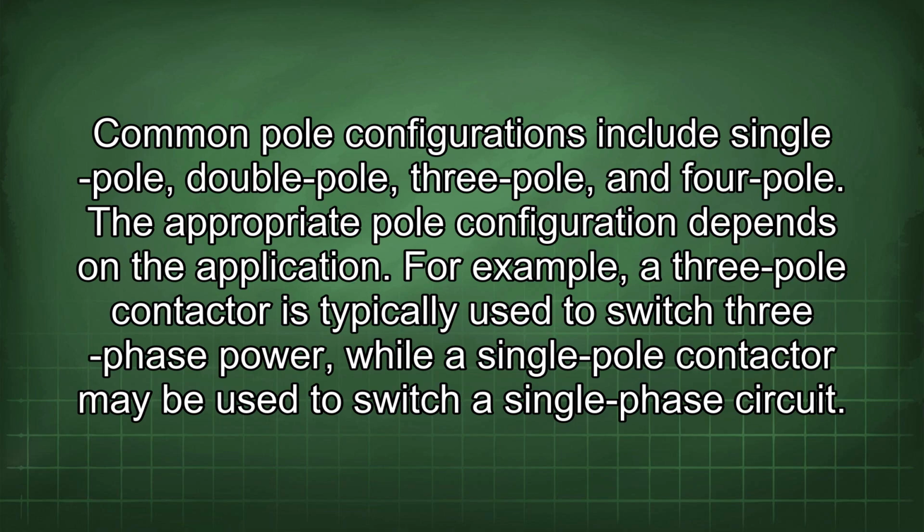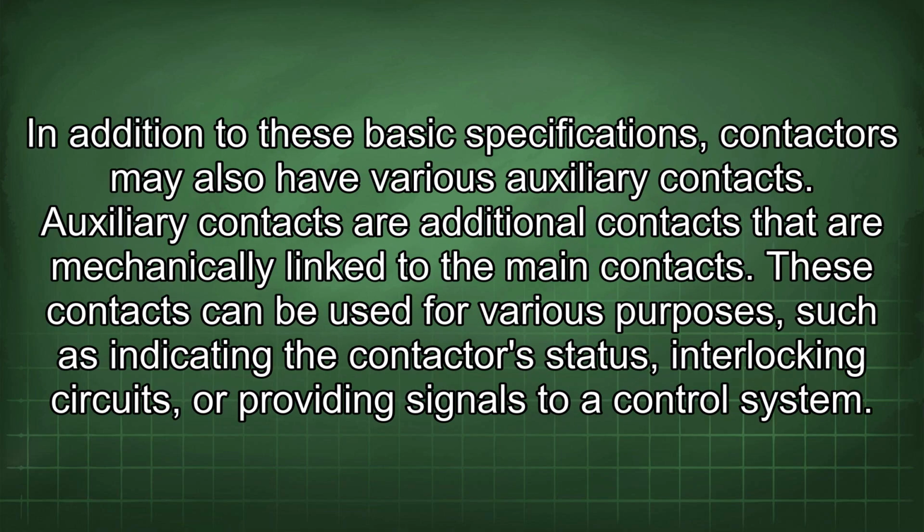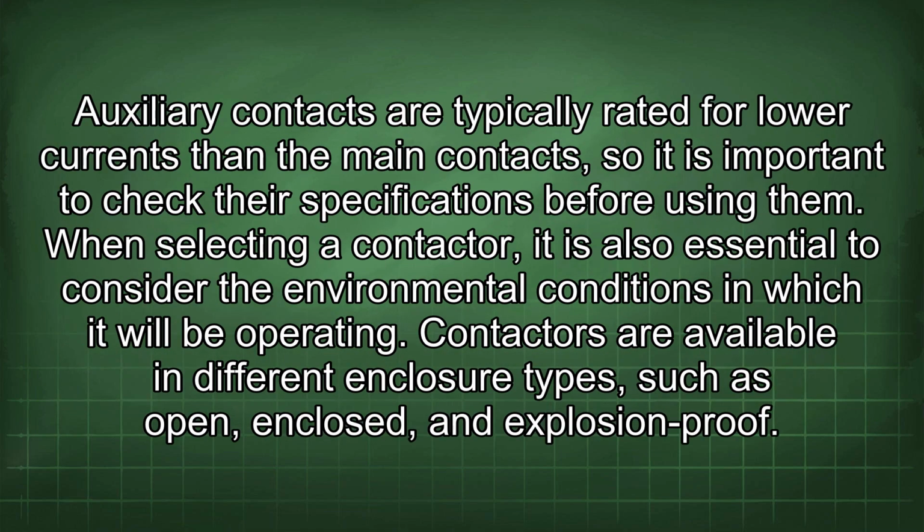In addition to these basic specifications, contactors may also have various auxiliary contacts. Auxiliary contacts are additional contacts that are mechanically linked to the main contact. These contacts can be used for various purposes, such as indicating the contactor's status, interlocking circuits, or providing signals to a control system. Auxiliary contacts are typically rated for lower currents than the main contacts, so it is important to check their specifications before using them.